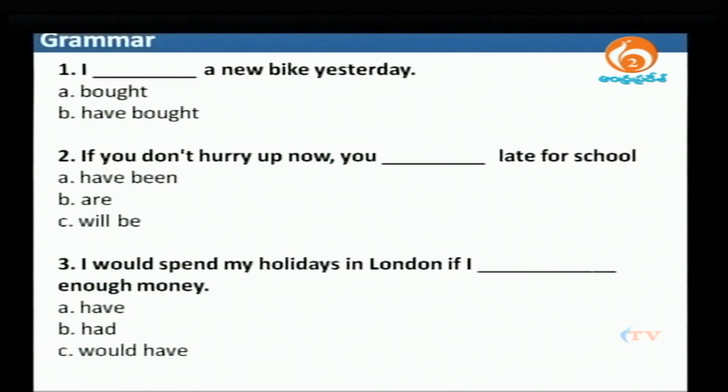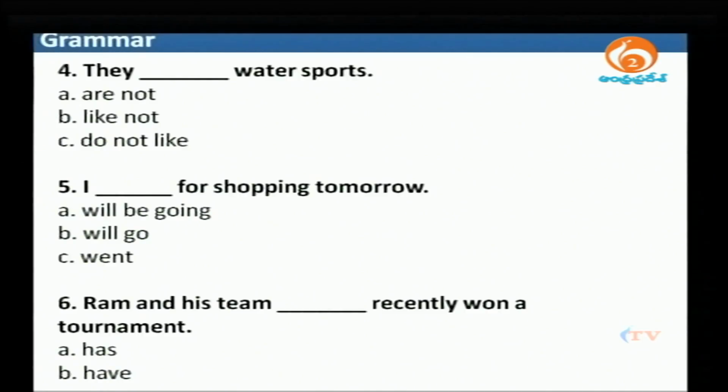I would spend my holidays in London if I dash enough money. When I say I would, that means it's wishful thinking. If I had enough money, I would spend my holiday. So had is the correct answer. They dash water sports. They are not water sports. They like not water sports. They do not like water sports.